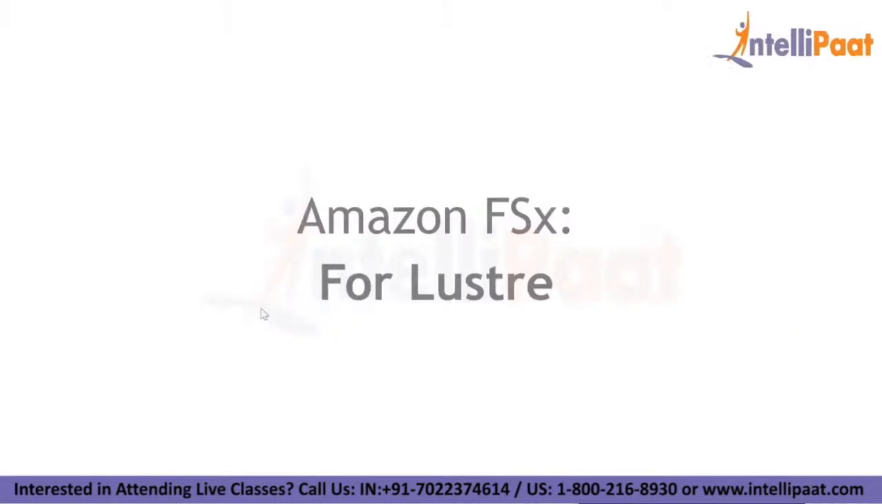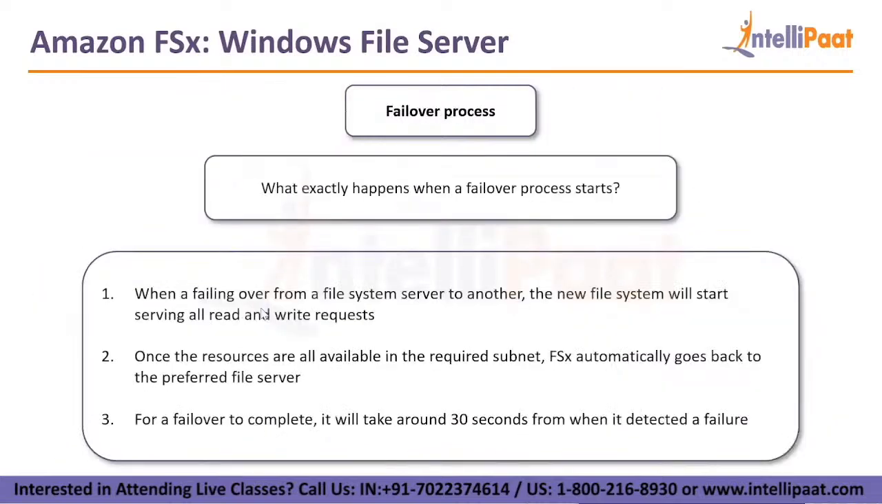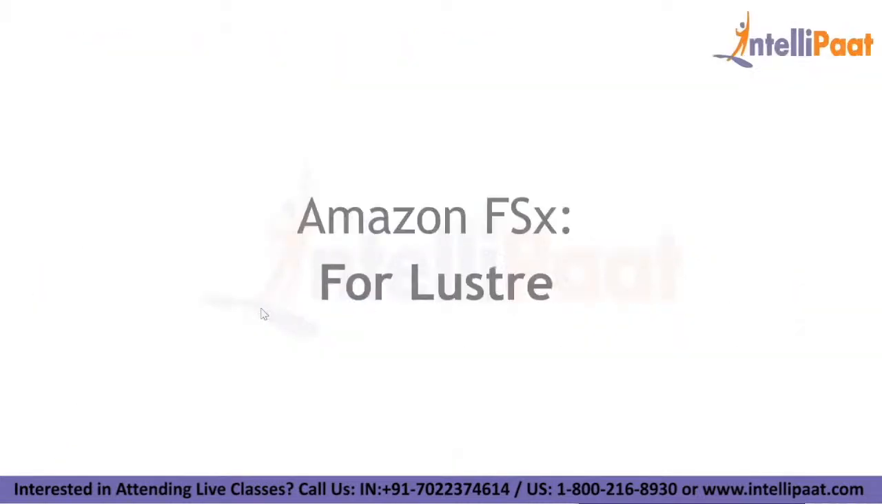Okay, so we've seen Windows Server, guys. It's pretty straightforward. You create a file system and connect it to your Windows systems. The Windows system can be an EC2 instance or a WorkSpaces instance. It can be VMware Cloud, and you can connect to it using its DNS name as well. The failover process is also straightforward.